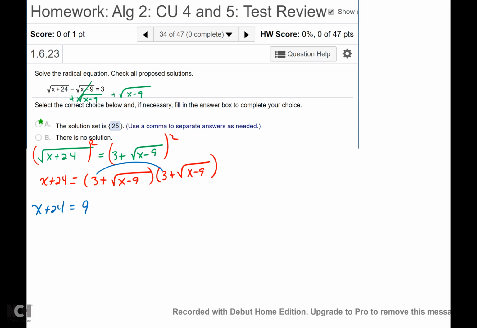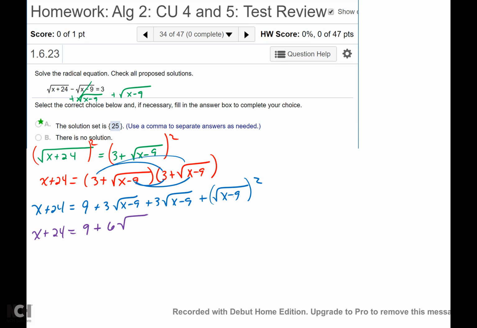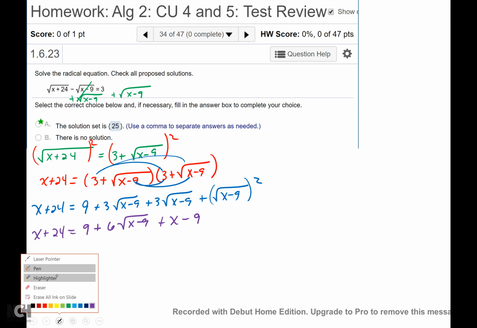So I'm going to have x plus 24; 3 times 3 is 9. 3 times that square root, and that square root times 3 is 3 times that square root. Square root times the square root of it is basically the square root of x minus 9 squared. Something times itself is squared, yes? So if I clean this mess up, I'm going to have x plus 24 equals 9 plus 6 square roots of x minus 9 plus x minus 9. So now, what I want to do is start all over again and isolate this radical. So everything else has to go.